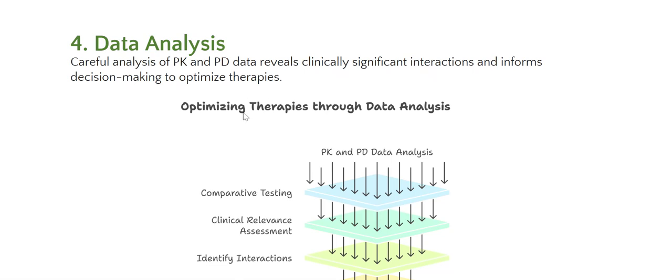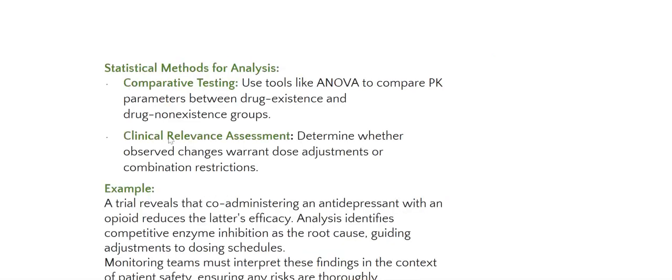therapies. And here's a summarized diagram optimizing therapies through data analysis, as we have from top to bottom: comparative testing, clinical relevance assessment, identify interactions, guide dosing adjustments. From PK and PD data analysis ending up with optimized therapy decisions.